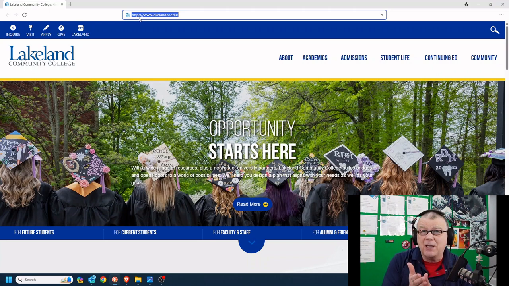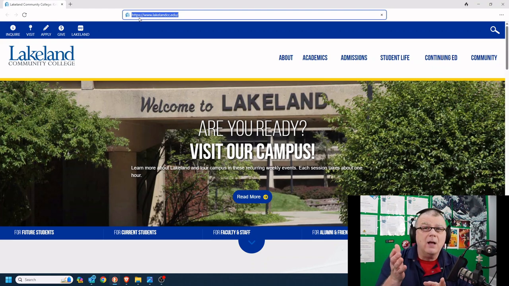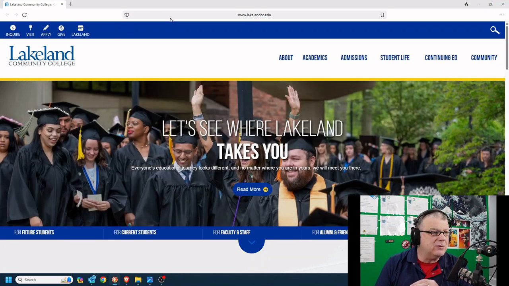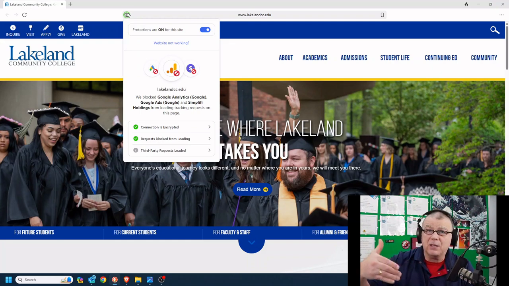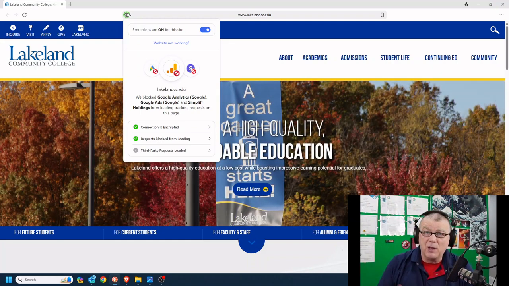So HTTPS, security, that means that the transmission between point A and point B is secure. Now, I'm going to click on this shield for a little bit, just to show you some of the things that DuckDuckGo is blocking for your protection of your personal information.